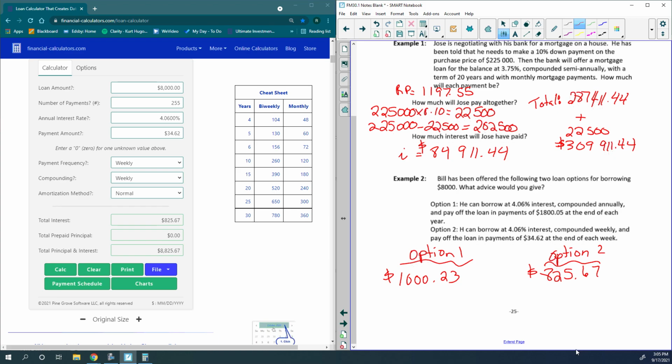So in this case, looking at how much extra money they have to pay, option 2 is the better one. So it's option 2 because Bill will pay less interest.